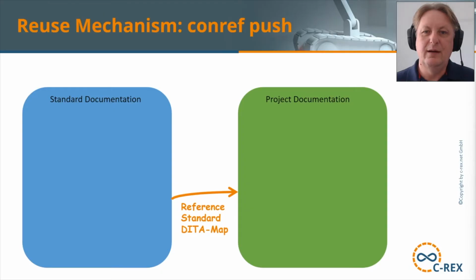To solve this, the project team creates a data map for their project-specific documentation. The standard data map is referenced in the project. Next, we add one or more empty reuse topics to our project map. This topic is where the conref push mechanism happens, where we add new or overwrite existing standard content.